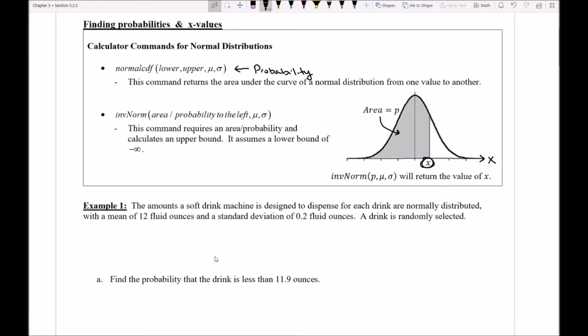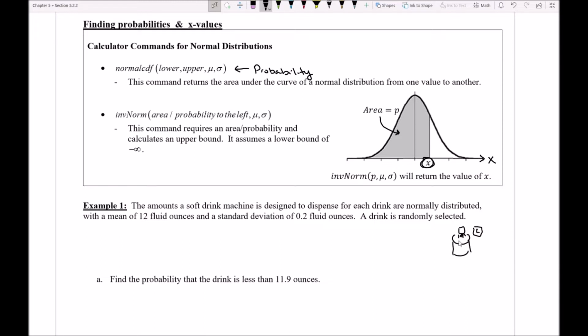So the amounts a soft drink machine is designed to dispense for each drink are normally distributed, with a mean of 12 fluid ounces and a standard deviation of 0.2. So you can maybe imagine this, maybe you've driven through a McDonald's drive-through at some point. When you're getting ready to grab your food, there's not much to do, so you might glance inside through the window and see that drink machine. Typically they have some different buttons on there. Maybe you select the button that fills up a large, and then the machine starts dispensing a bunch of liquid into the cup that the person's put under it.